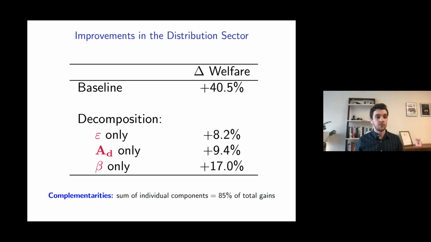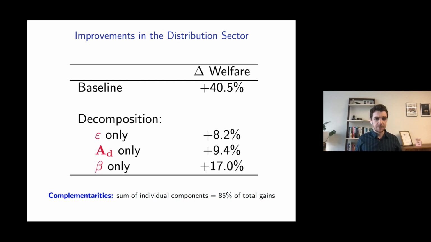AD, the change in the productivity of the distribution sector, contributed another around 10%. And then changing beta, the decrease in fixed costs, accounts for 17%. Now, if you're able to do maths on the fly, you might notice that these things don't add up to 41. And that's because we find complementarities built into the model.